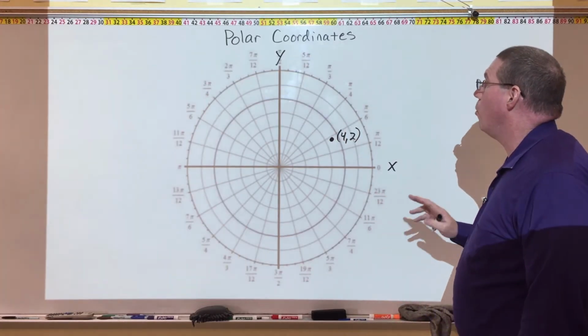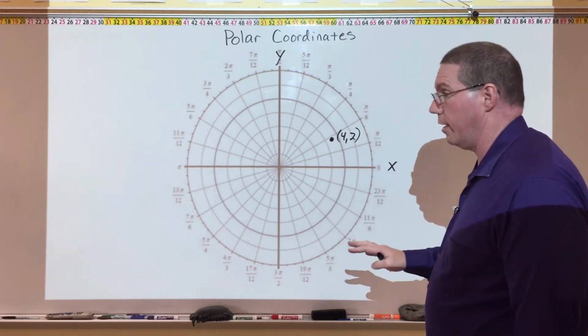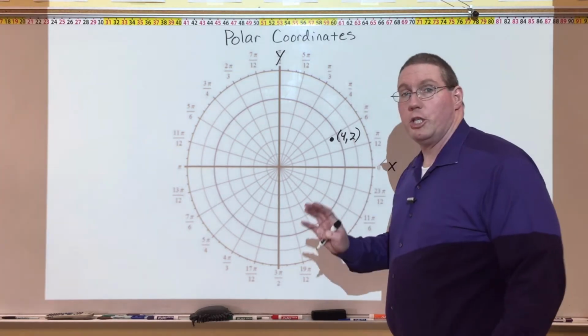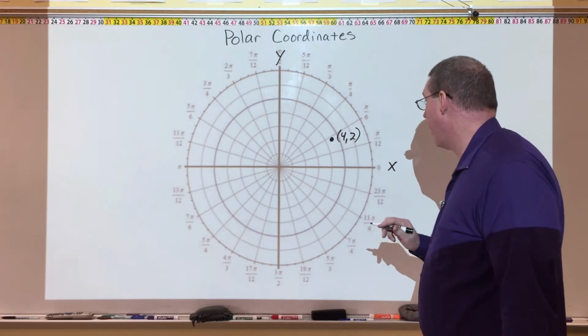This is what we can call a polar coordinate plane. It's not a grid, but it's a polar coordinate plane. Let me show you some of the qualities of it. Let me show you what you're looking at here, okay?